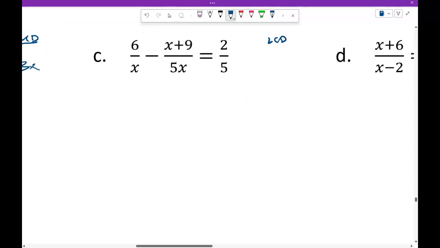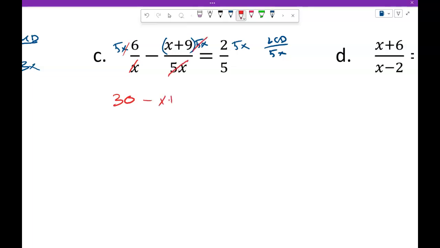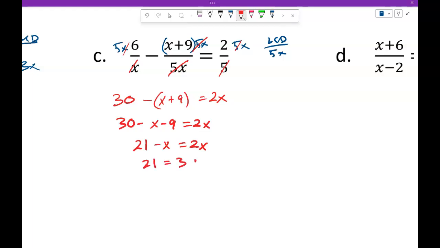Here we can identify our LCD as 5x, so we'll multiply everything by 5x. Don't forget our grouping on our binomial. X's will eliminate, leaving us with 30. 5x will eliminate, and the 5 will eliminate. We distribute the negative, we combine like terms, we apply our additive property, and we solve for x. Again, we check our denominator. If I put a 7 in, none of those denominators equal 0, so we know that 7 is a valid solution.